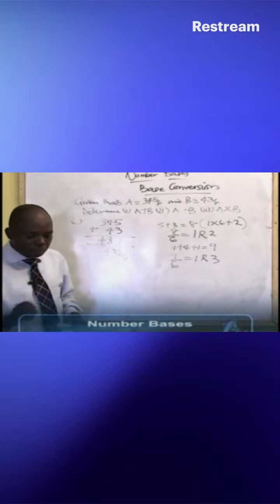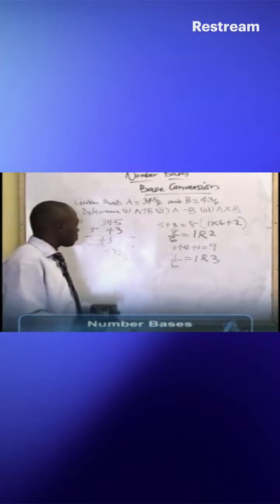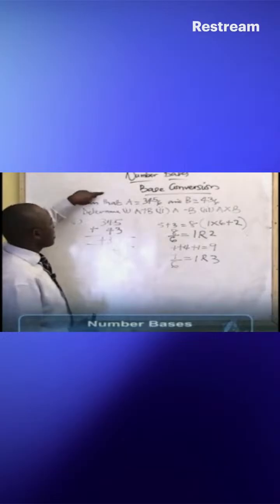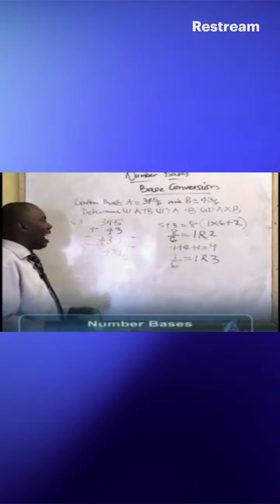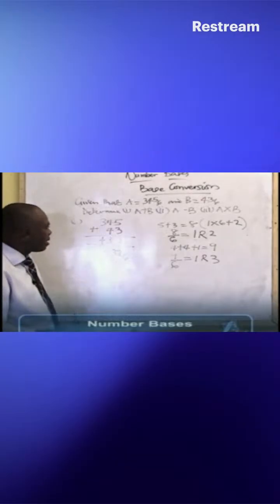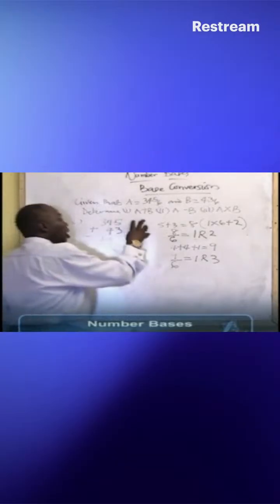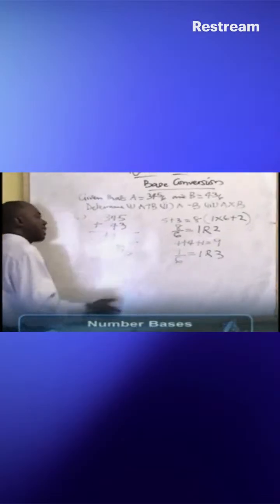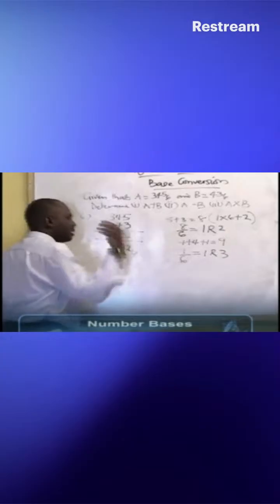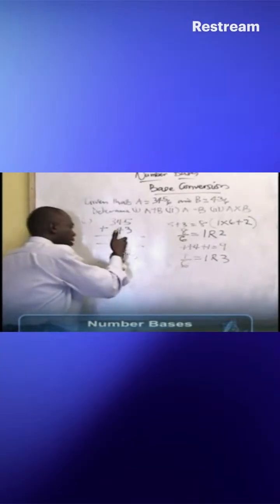Let me repeat myself. The question says we should add 2 numbers that are in base 6. It is wrong to do what you do in base 10. In base 10, if you add 5 plus 3, you will get 8. And all you need to do is to put it here.